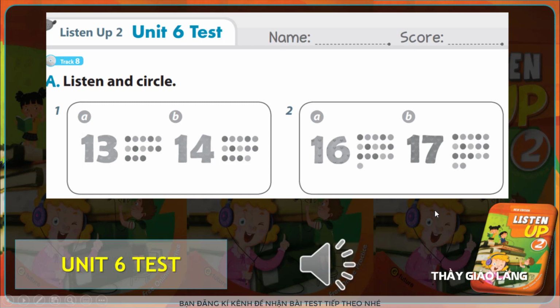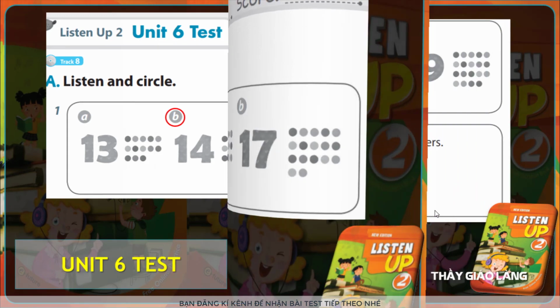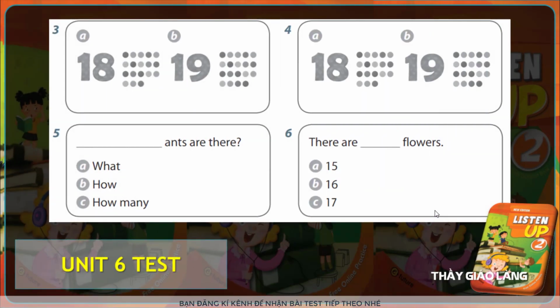Track 8. Listen up. 2. Unit 6. Test. A. Listen and circle. 1. There are 14 pencils. 2. There are 16 erasers. 3. How many pens are there? There are 19. 4. Are there 19 flowers? No, there are 18.